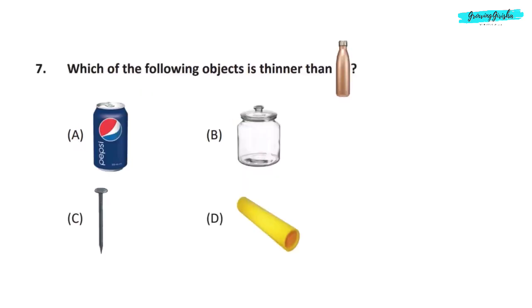Question 7. Which of the following objects is thinner than this bottle? Option C. Nail.